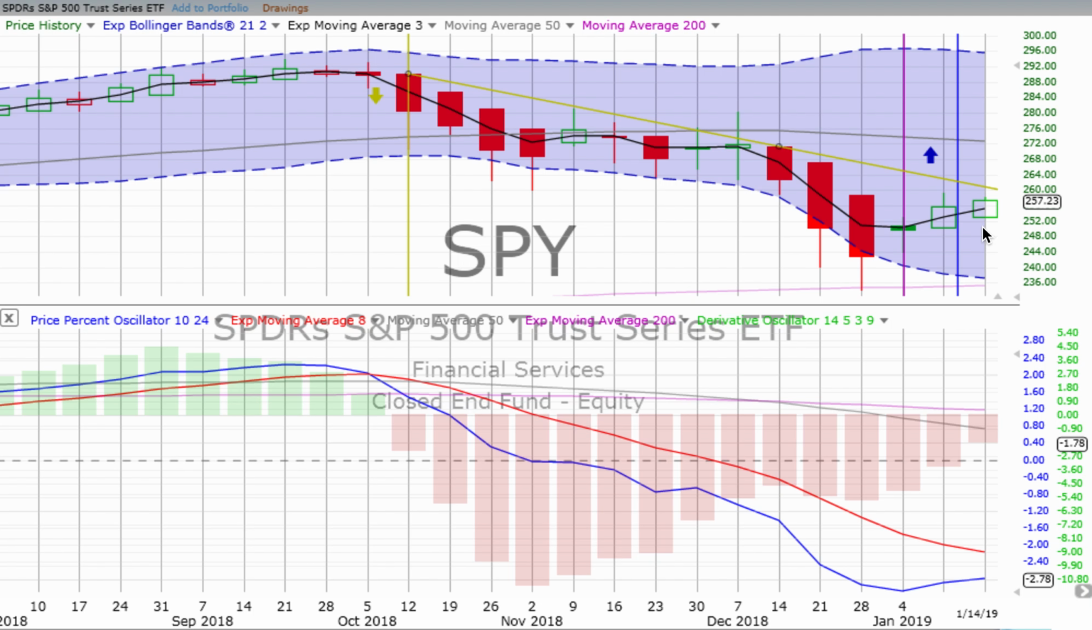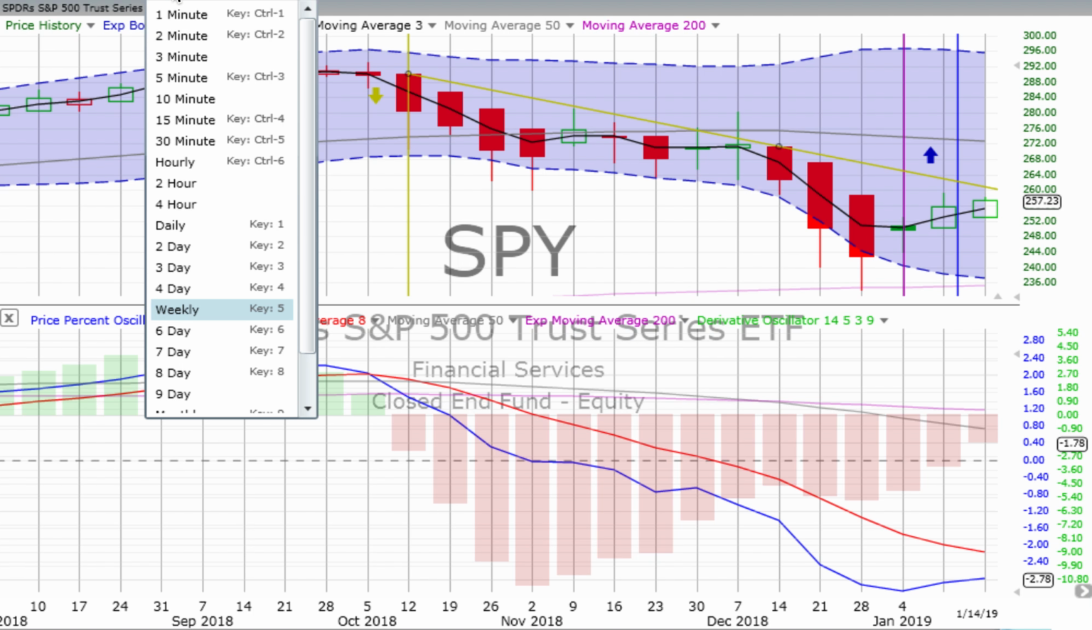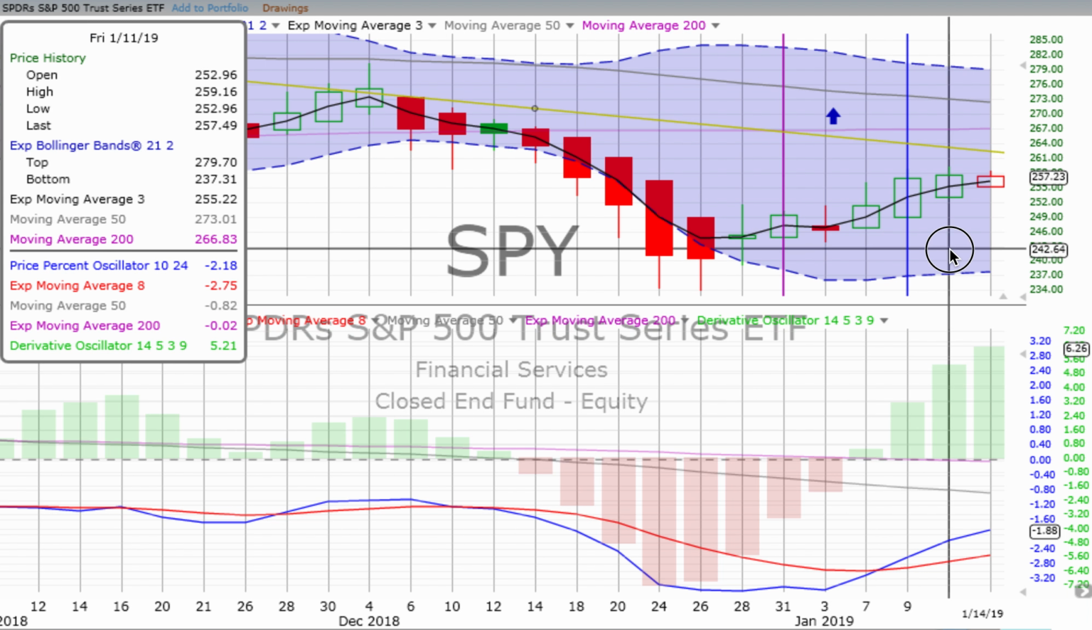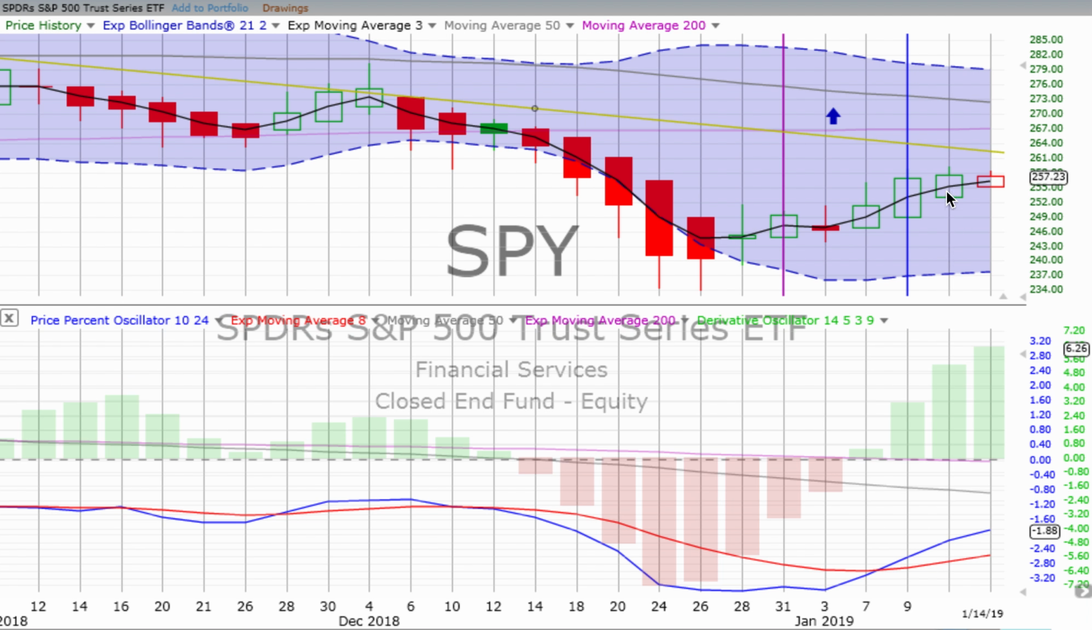So we see down for the day 0.63%. We again see a push toward moving up. Okay, price percent oscillator moving up, derivative oscillator losing downward momentum. We go to the 2-day chart, and we can see the 2-day chart ended at the end of last week, the latest full candle on Friday.